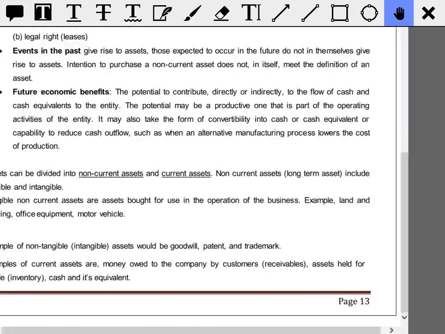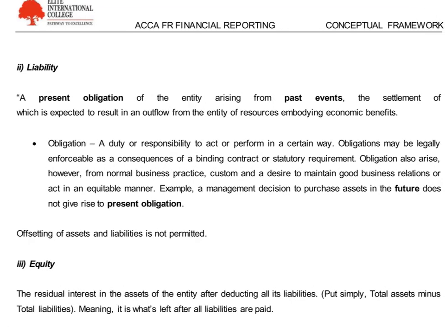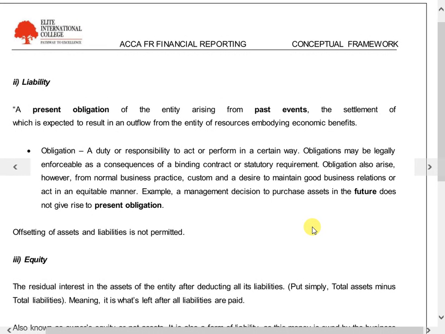Next one, liability. I keep some space here because I'm going to give you some examples. Liability is a present obligation. Present, current. Present obligation of the entity arising from a past event. Same thing, past event. And the settlement of which, when we settle this obligation, results in an outflow.